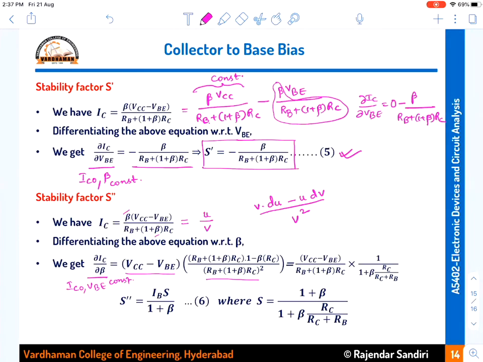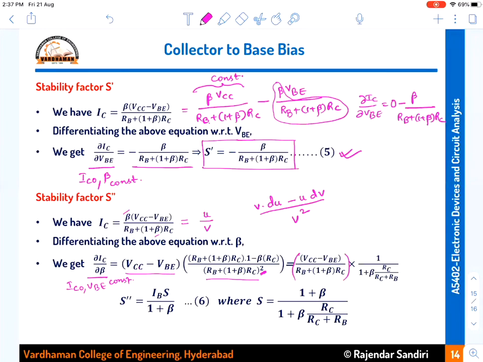That can be written as, here the denominator square is there, right? The denominator square is there. I will just take out that one value, (RB + (1 + beta) RC), separately, and this constant VCC minus VBE is anyhow there, that I'll write separately, this term. One of the square, one term here I am taking, the remaining term will be available for the next.